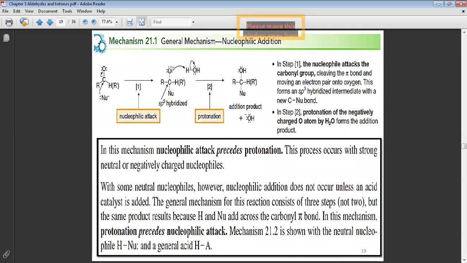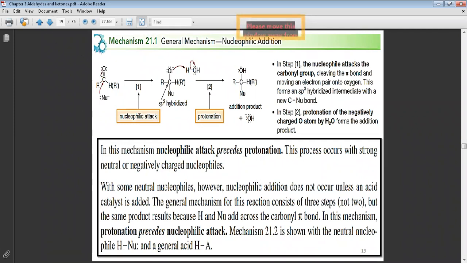That means the lone pair of electrons on the oxygen will attack the proton from the H2O. This process is called protonation. And this is the mechanism: addition, protonation. In this mechanism, nucleophilic attack precedes protonation. Yes, we know. Nucleophilic addition and then a protonation.